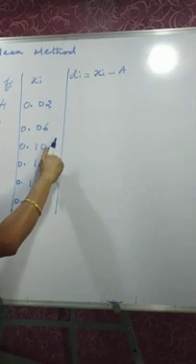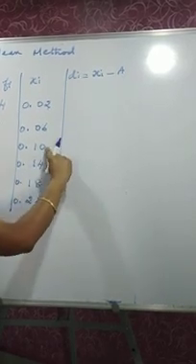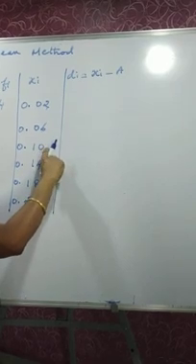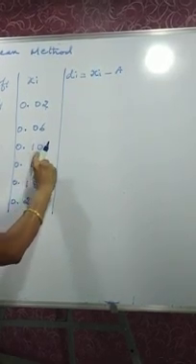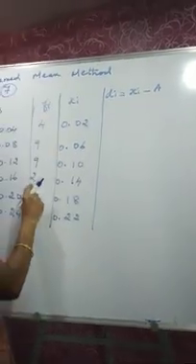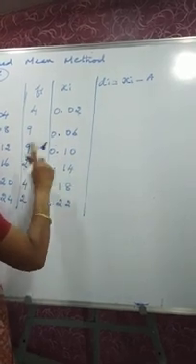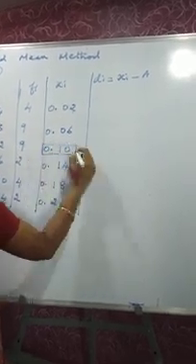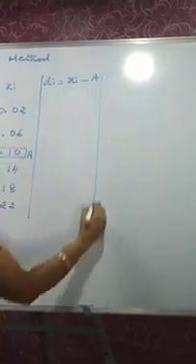But for convenience sake, we always compare the frequencies. Out of the 2 entries, the one which has greater frequency, we are going to take it as assumed mean. So 0.10 has frequency 9, 0.14 has frequency 2. So this has a greater frequency 9, therefore I am going to take this as the assumed mean. Now we go for the calculation.